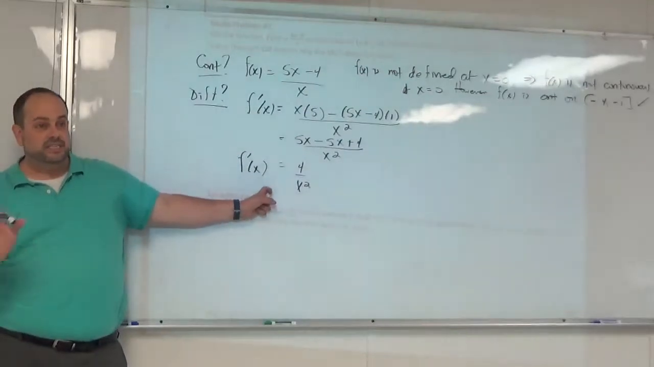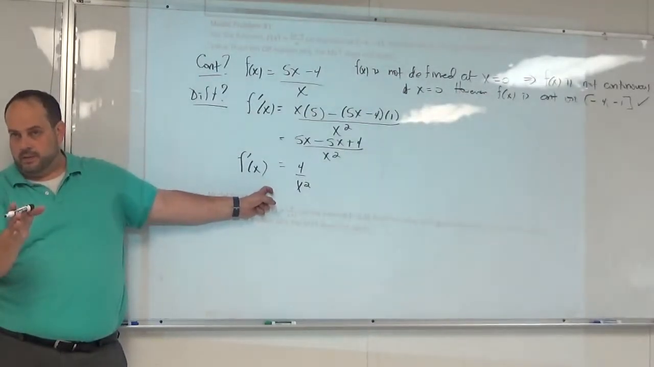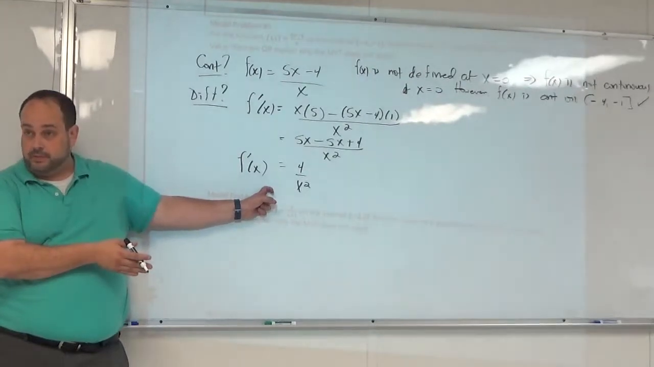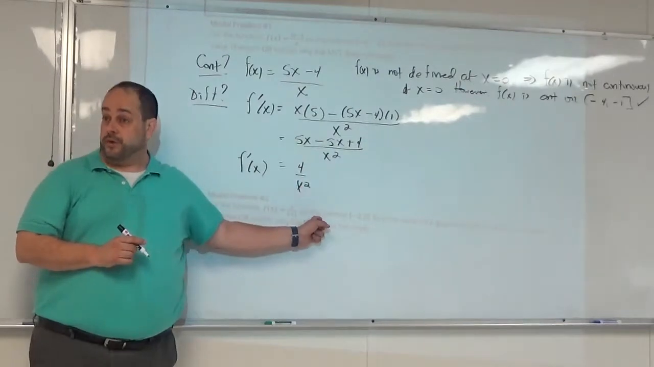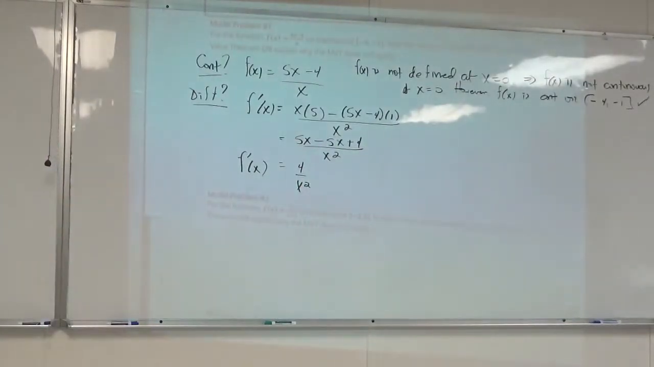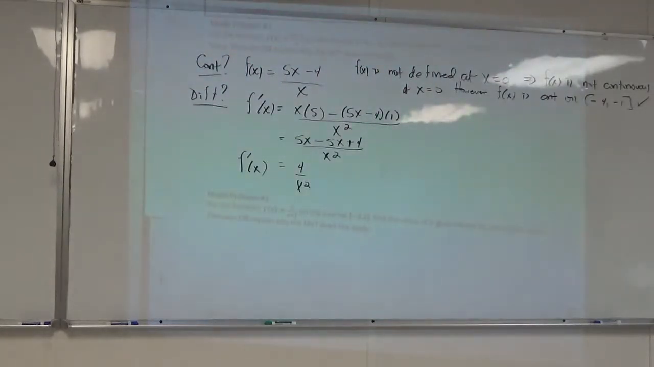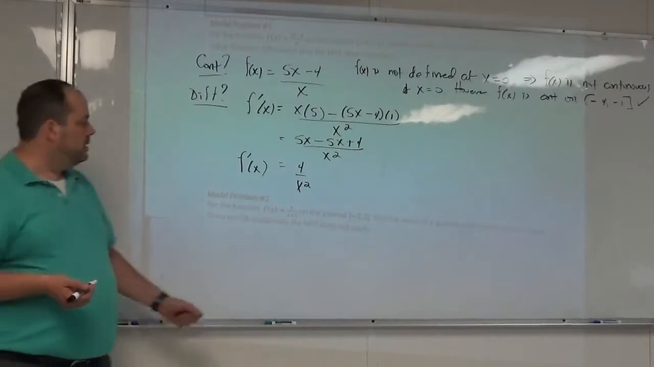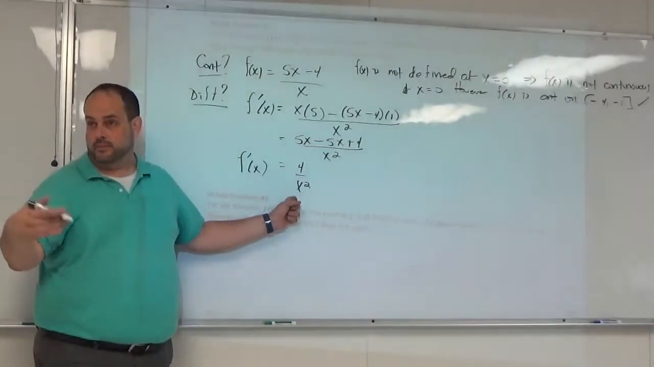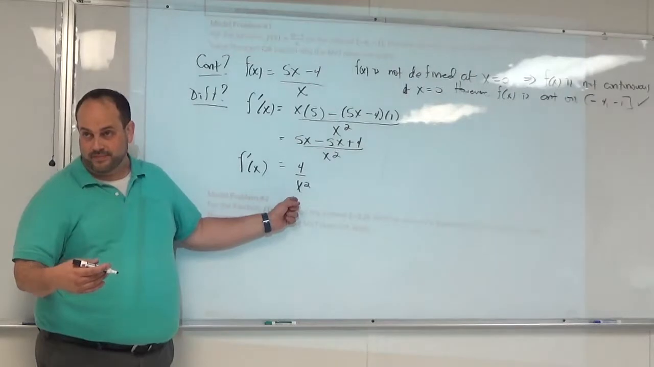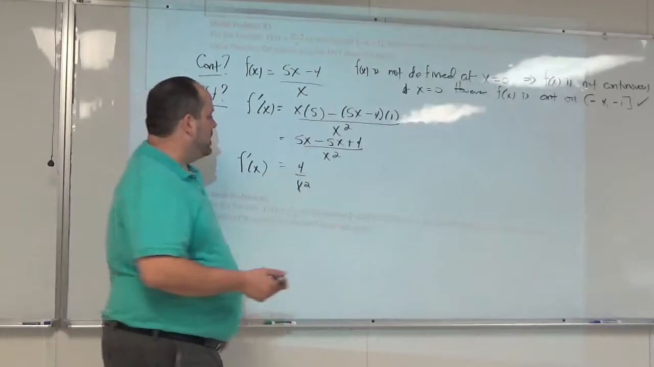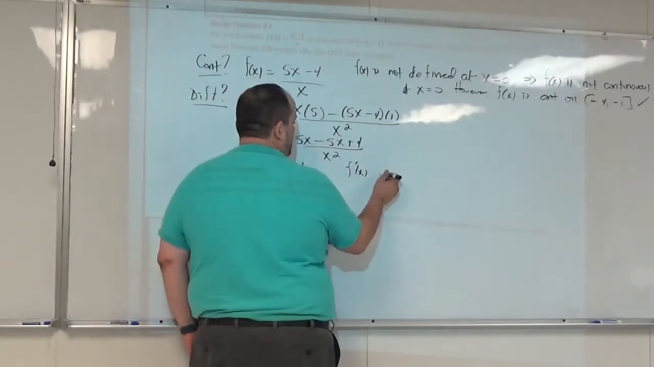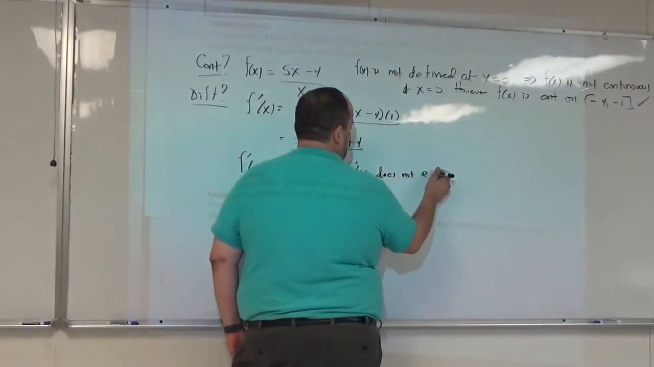Does the derivative exist everywhere, or does the derivative have some problems? The derivative equals 4 over x squared. What do you think, Jose? There's a problem at x equals 0. What can't you do at 0? You can't divide by 0. So the derivative does not exist at 0. I'd make a note like f prime does not exist at x equals 0.